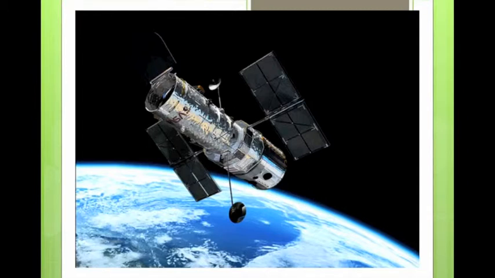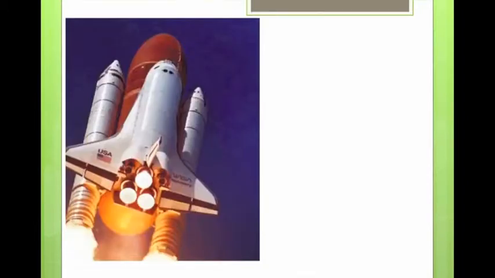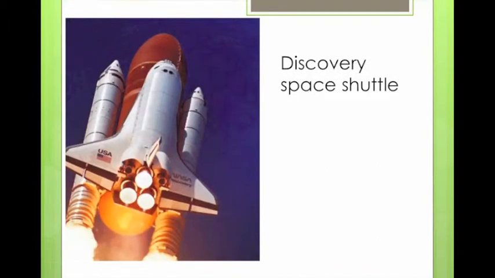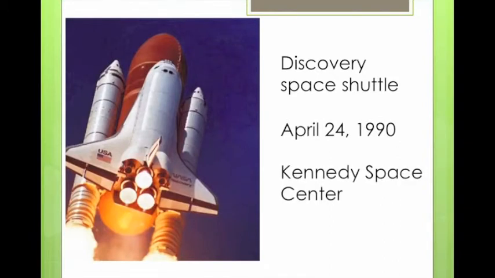Before starting with its failure, I'll talk a little bit about its history and the concept. It was carried into orbit by the Discovery Space Shuttle on April 24, 1990, from Kennedy Space Center, and remains in operation today.